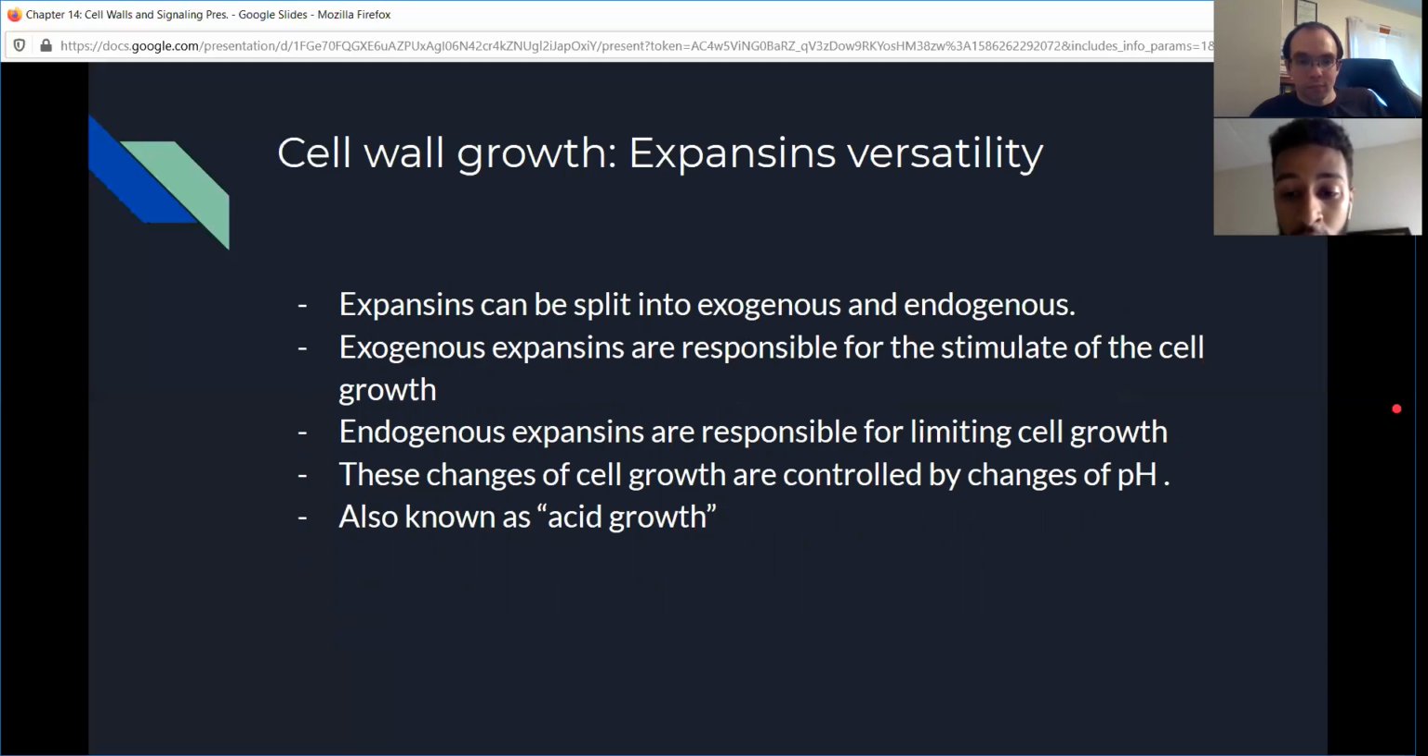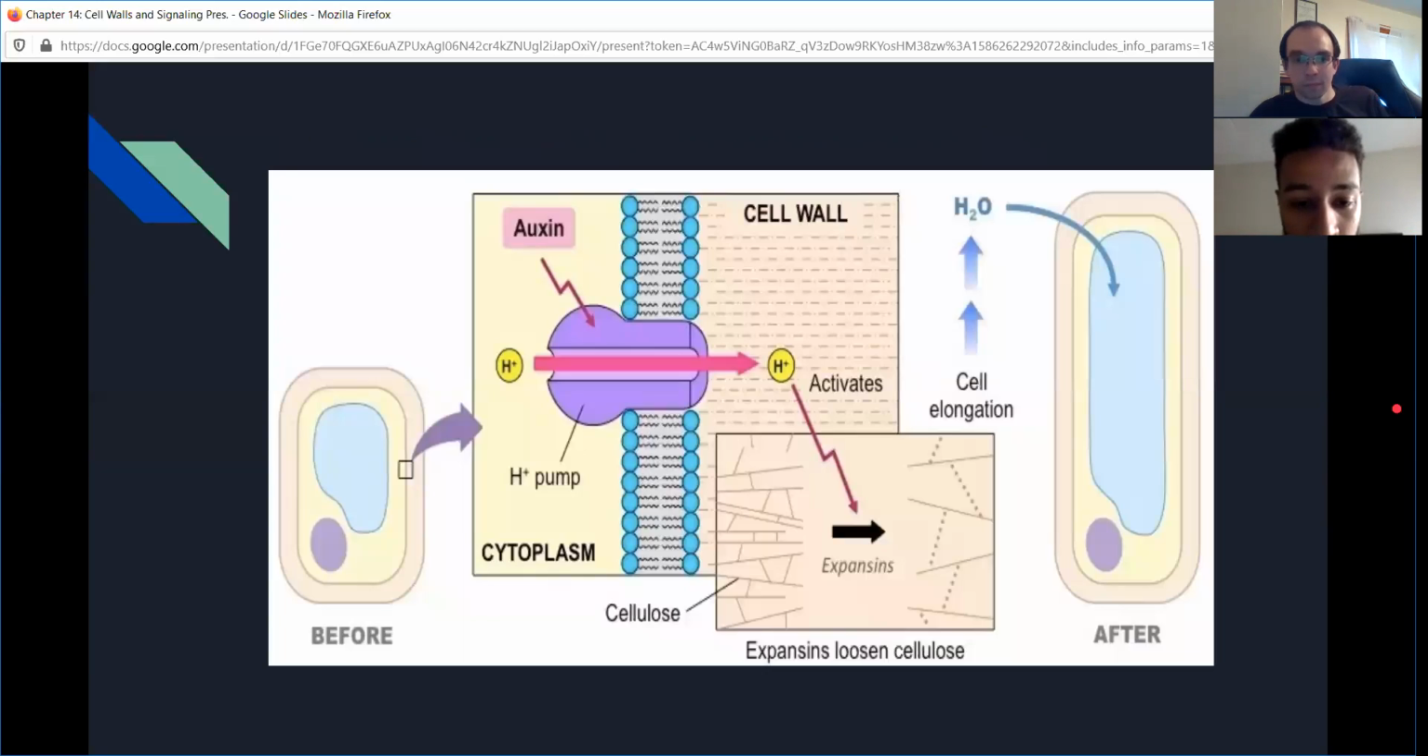And these changes in cell wall growth are controlled by changes in pH, also known as acid growth. Acid growth basically refers to the ability of a plant cell to elongate and expand quickly. And this expansion is all dependent, once again, on the wall loosening proteins and essentially what type of plant this is. Next, this is a visualization.